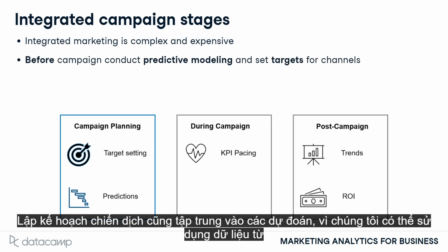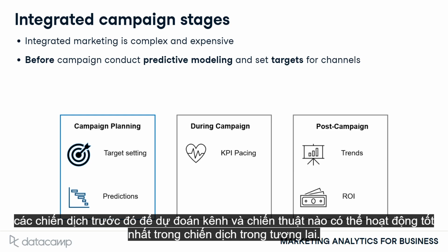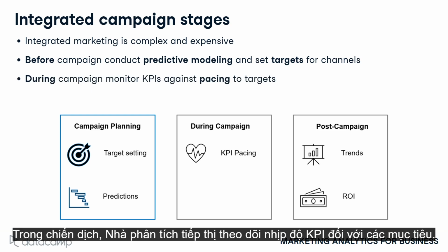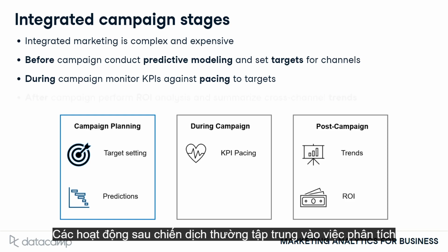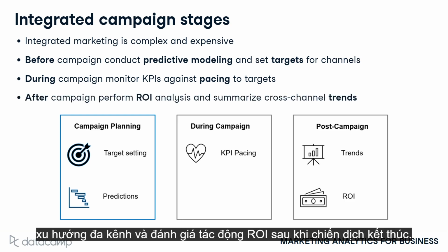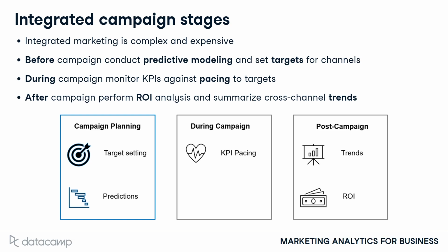Campaign planning also focuses on predictions because we can utilize data from previous campaigns to predict which channels and tactics could work best in a future campaign. During the campaign, marketing analysts monitor KPI pacing toward targets. Post-campaign activities usually focus on analyzing cross-channel trends and assessing ROI impact after the campaign ends.